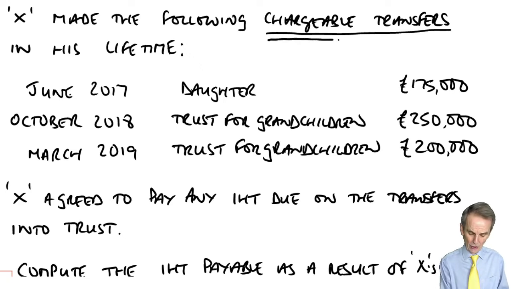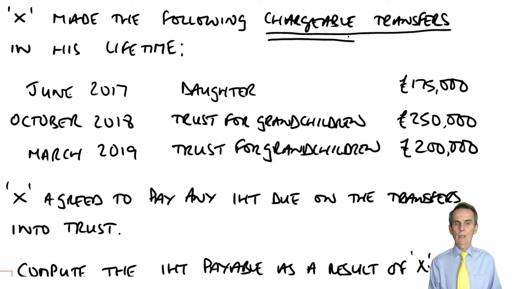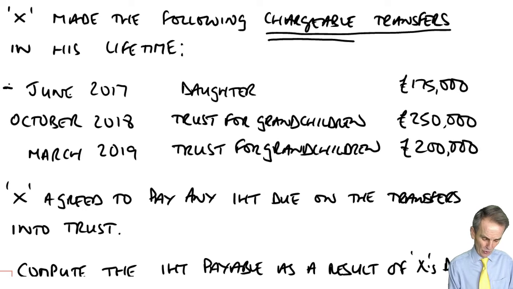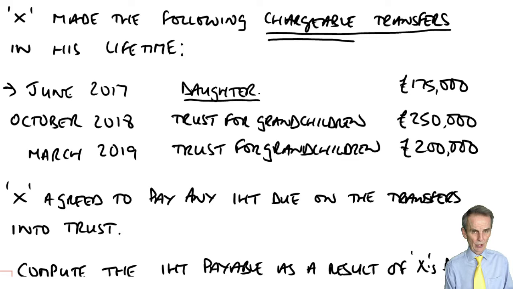the chargeable transfer figures. The figures to include on the relevant IHT computations, which of course will be in relation to lifetime transfers, the lifetime transfers chargeable when made, and the lifetime transfers chargeable on death. So what were these transfers? Well, in June 2017 here, a transfer to the daughter.